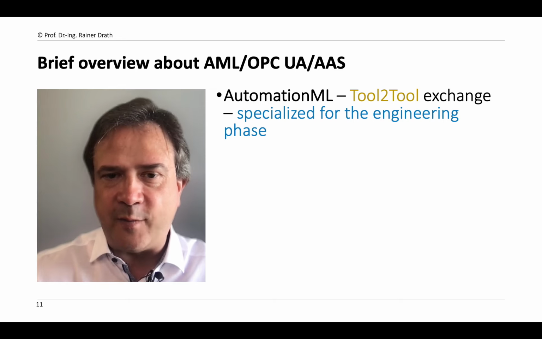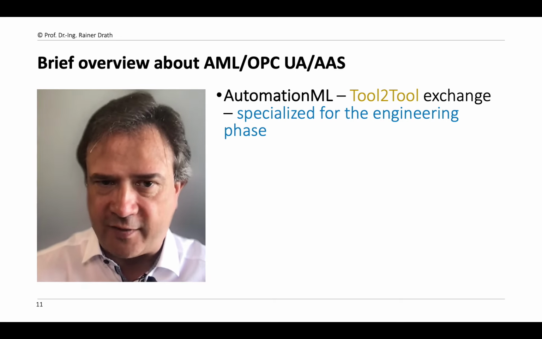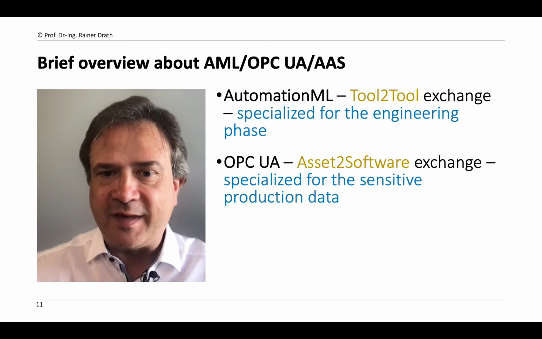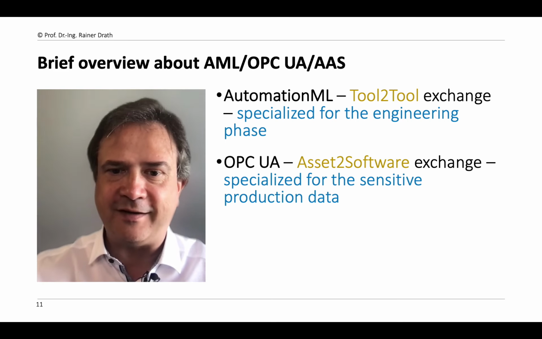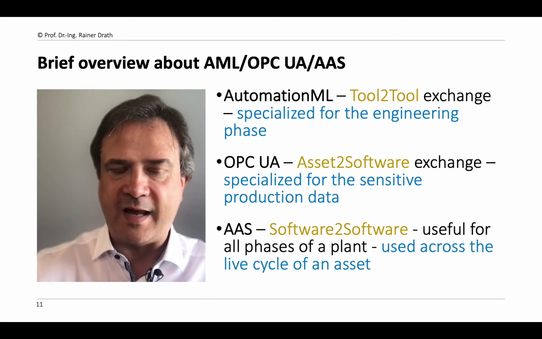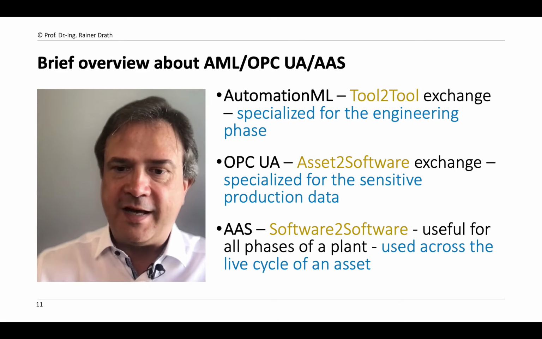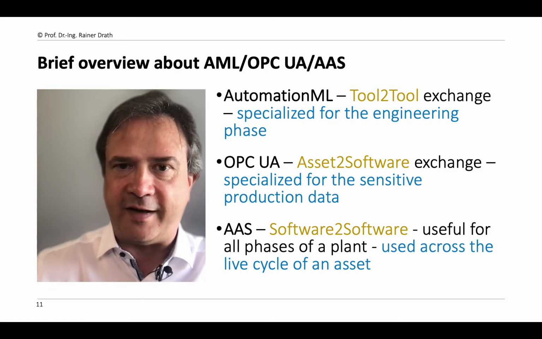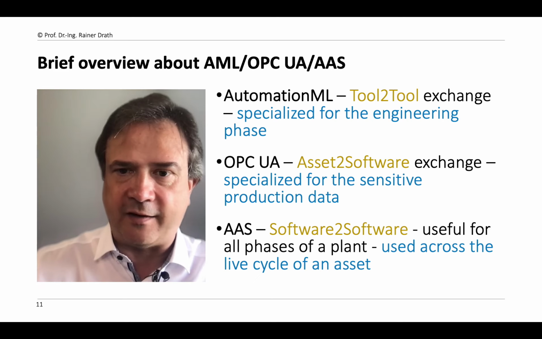So this means AutomationML from its core is a tool-to-tool exchange technology. It's specialized for the engineering phase. And OPC UA is an asset-to-software exchange technology specialized for sensitive production data. And the Asset Administration Shell is a software-to-software technology. It's useful for all phases of a plant and used across the life cycle of an asset and has its focus on data that is relevant across the life cycle of an asset.